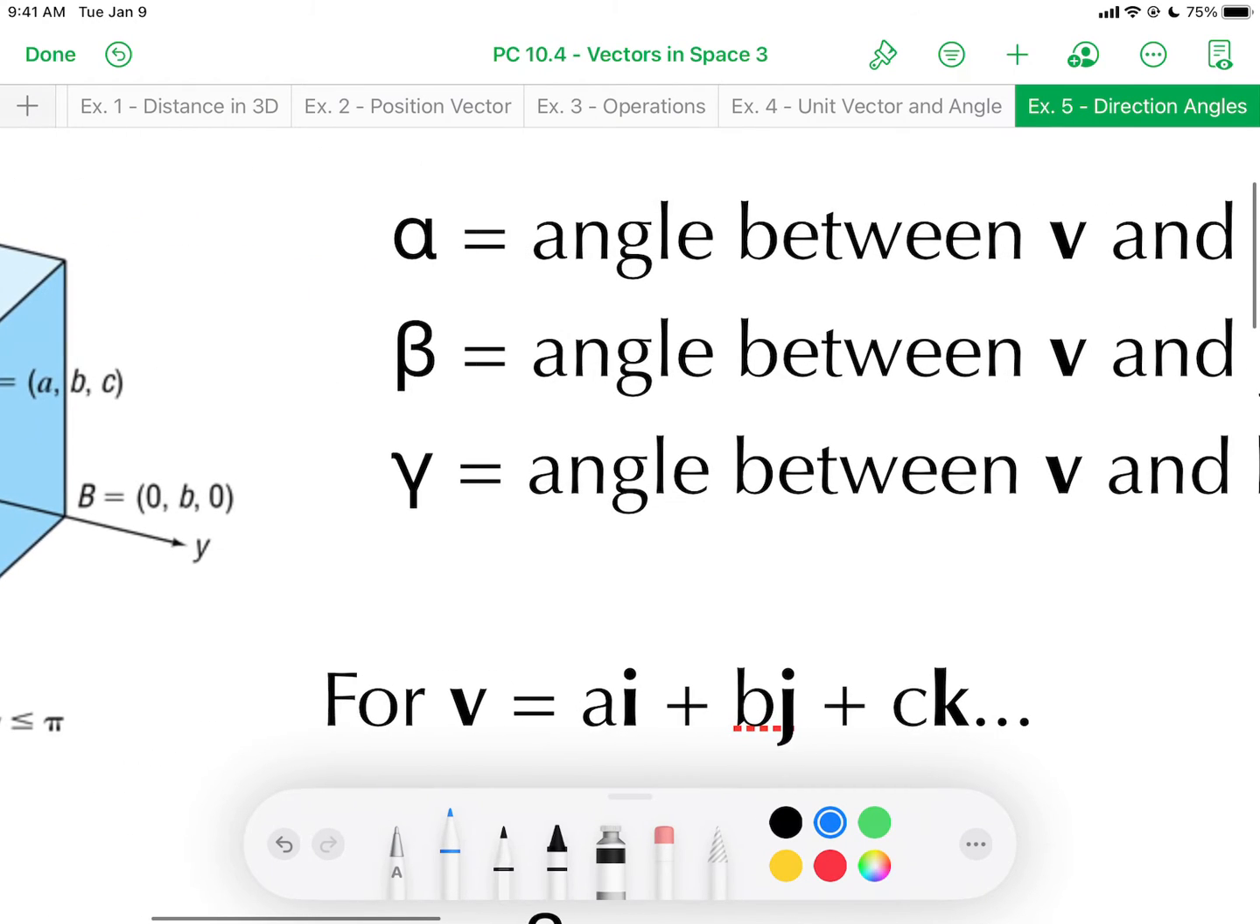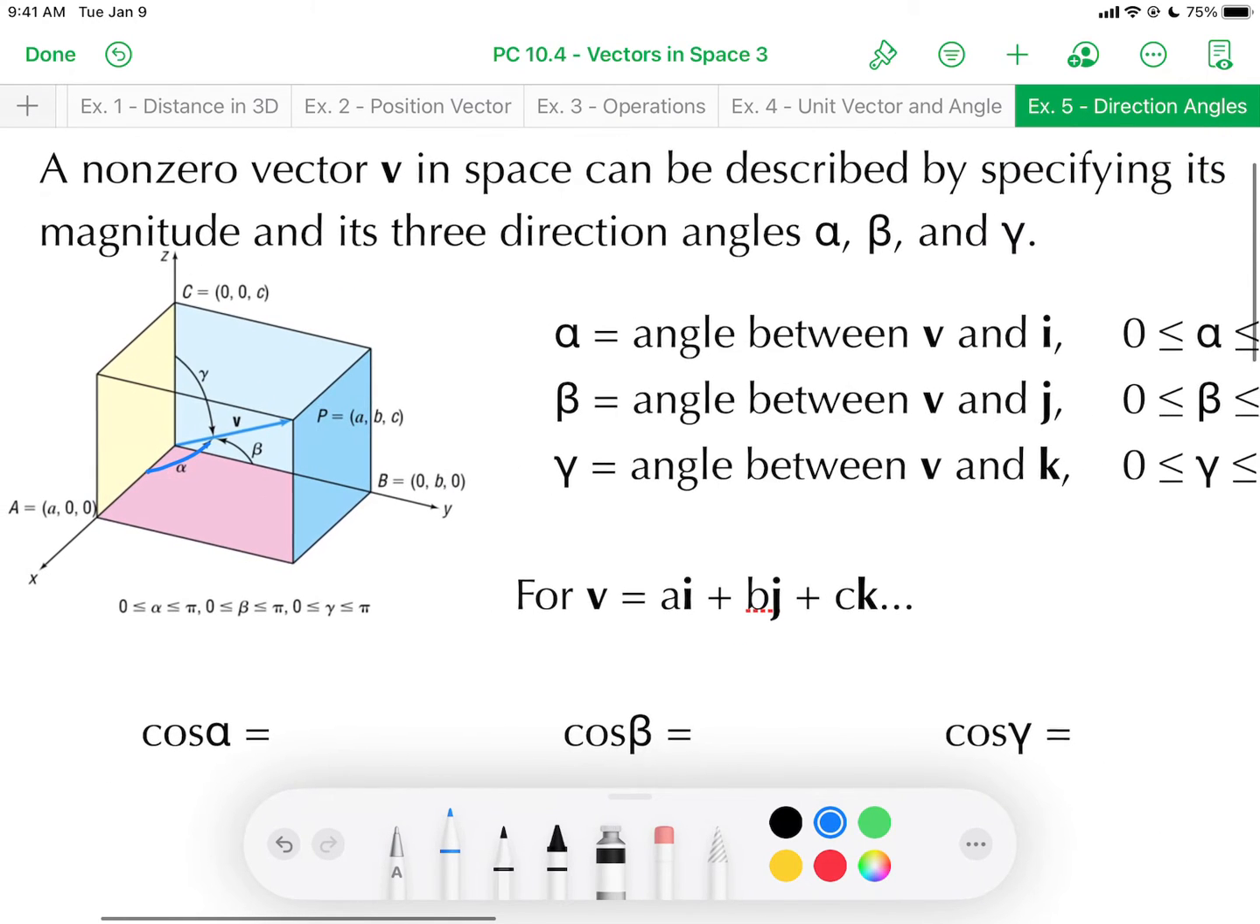Beta, we're defining to be the angle between vector v and vector j, where j is that unit vector along the y-axis. So now we're referring to this angle right here. And then gamma is the angle between vector v and vector k, where k is along the z-axis. So this is our gamma. All right.